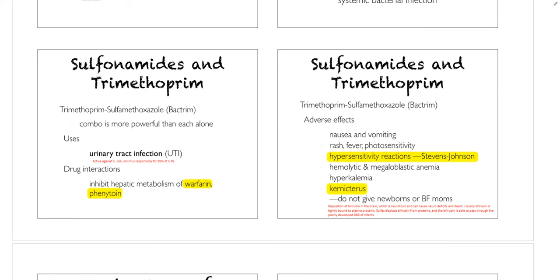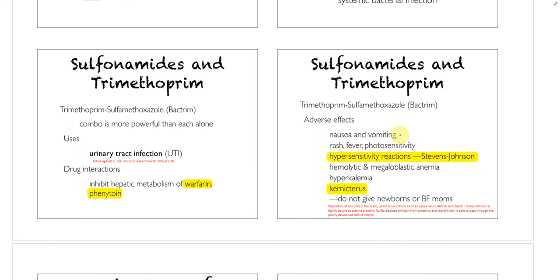We have this medication, which will inhibit the hepatic metabolism of warfarin or phenytoin, which is another anticonvulsant. So they may bleed out or have a bunch of really nasty side effects, because both of those medications, warfarin and phenytoin, will end up accumulating inside the body.